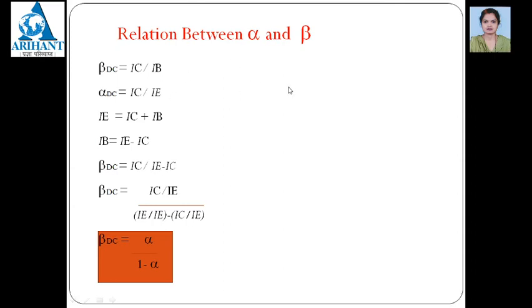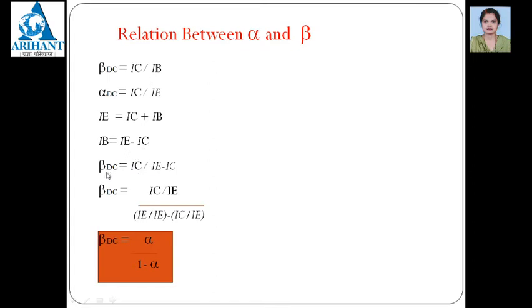Now we will see the relation between alpha and beta. We have seen beta DC is equal to IC upon IB, alpha DC is equal to IC upon IE, and IE is equal to IC plus IB. We have seen these three equations. From them, IB is equal to IE minus IC, and we put this value in the case of IB, replacing it by IE minus IC.